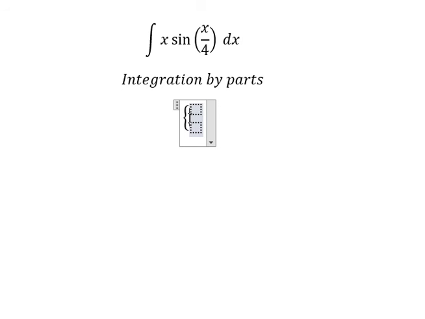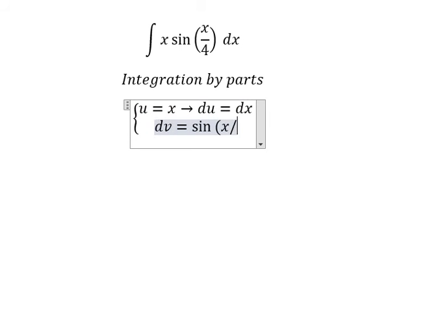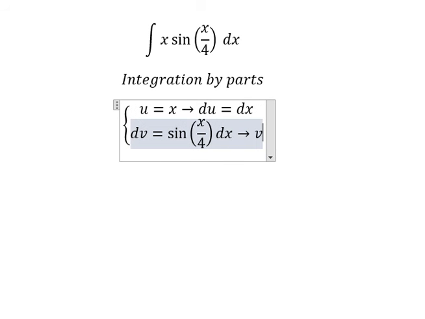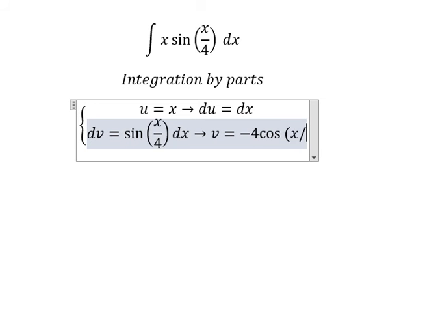u equals s. Later we take the first derivative of both sides, and we have du equals ds. dv we have sine of s over 4 ds. The integration of this one, we have v equals negative 4 cosine of s over 4.